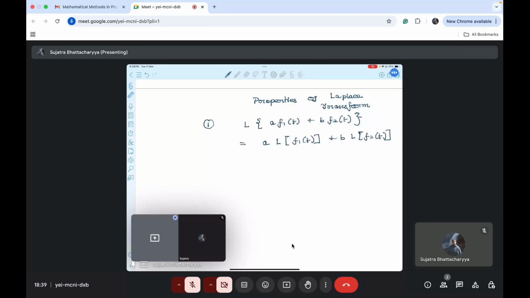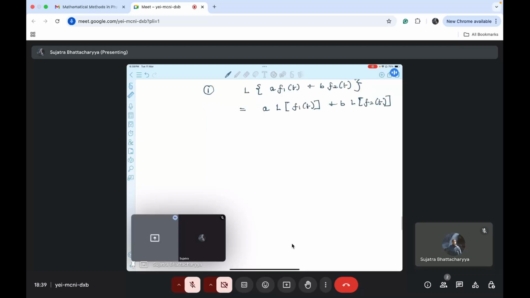So you can see that it follows a kind of superposition principle. That is the major thing, and you can prove it very easily. If you just take the left hand side, which is the Laplace transform of this particular function, a f1 of t plus b f2 of t, what will happen? You take 0 to infinity here, and you put the function a times f1 of t plus b times f2 of t, and put e to the power minus st dt, because that is the definition of the Laplace transform. We are just putting it.